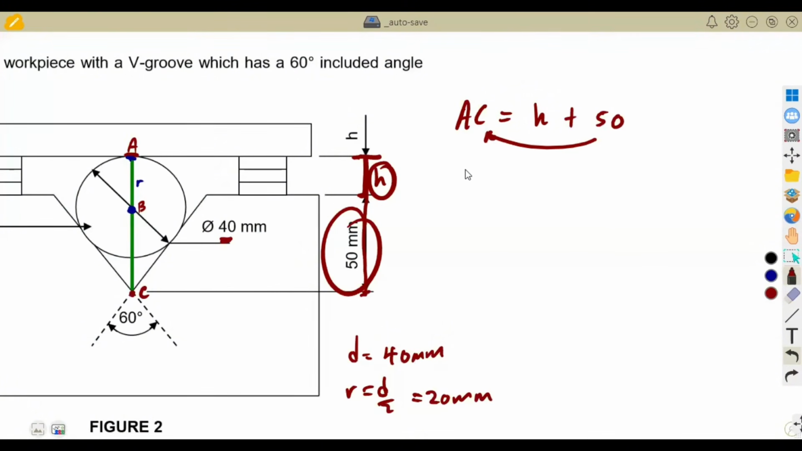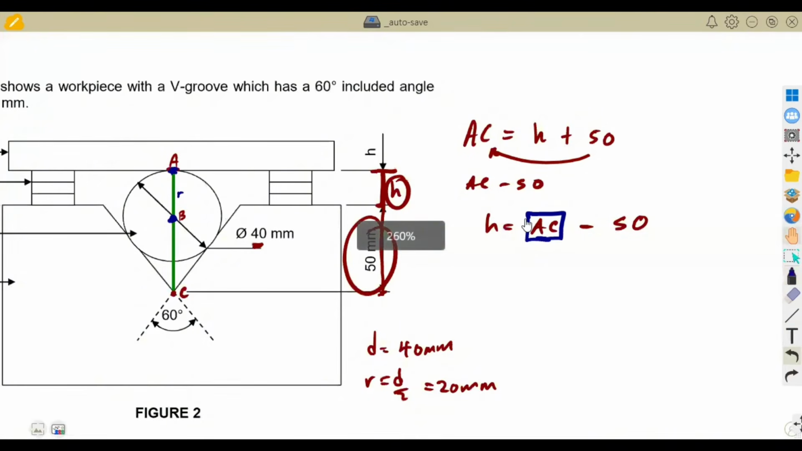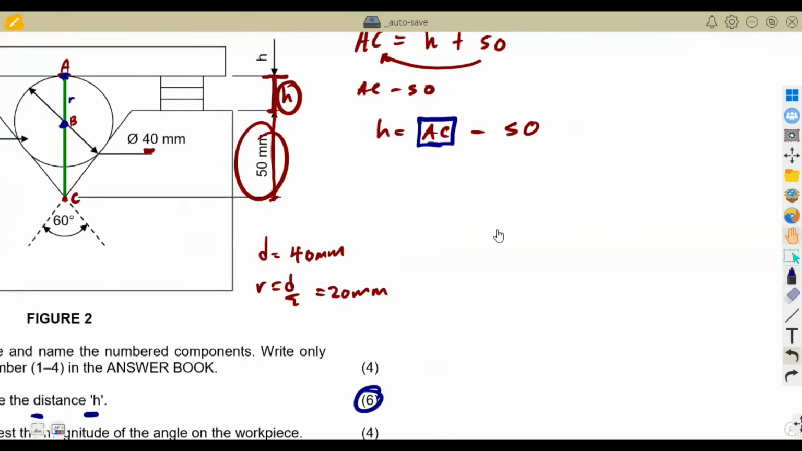Take this side. So it's going to be AC minus 50. So H is equal to AC minus 50. So we need to calculate AC. That's why I'm focusing on this. To find AC, it's A to B, this one, this AC, this one. We need that. Guys, are you following? Are we just together there? That we need AC.